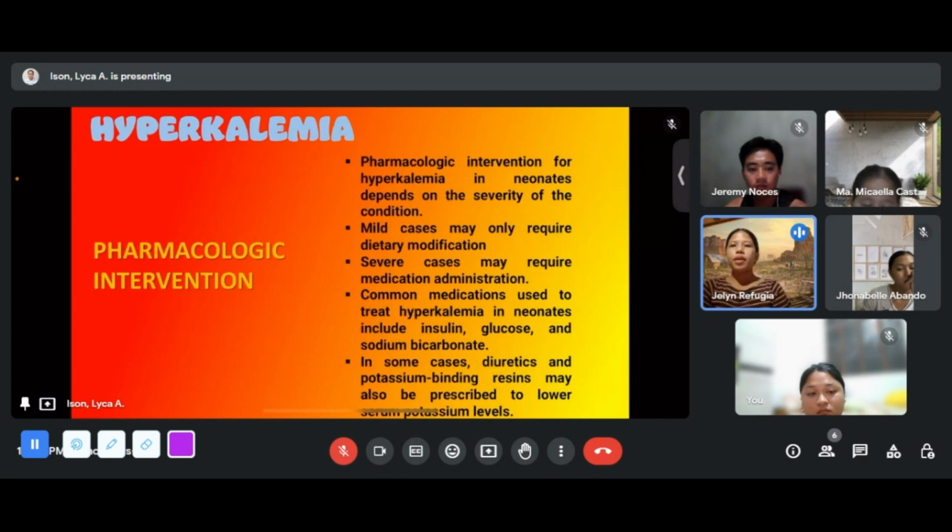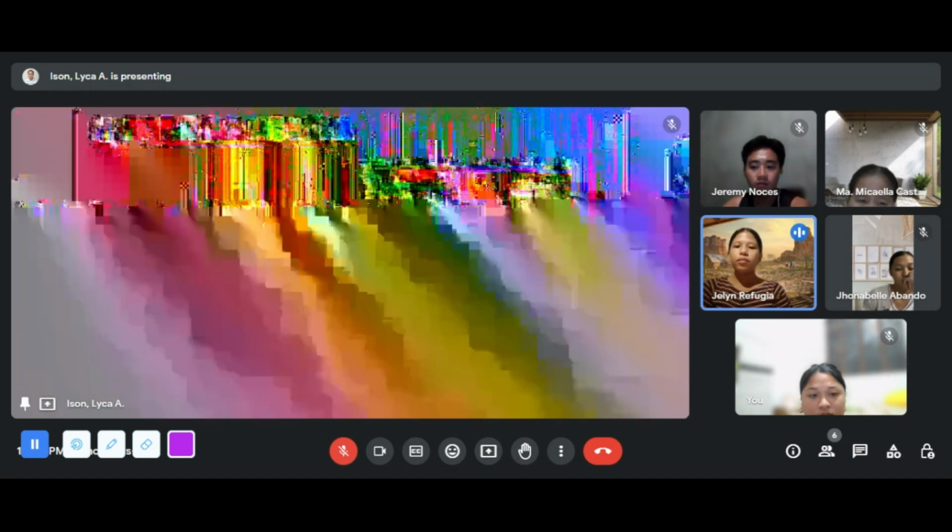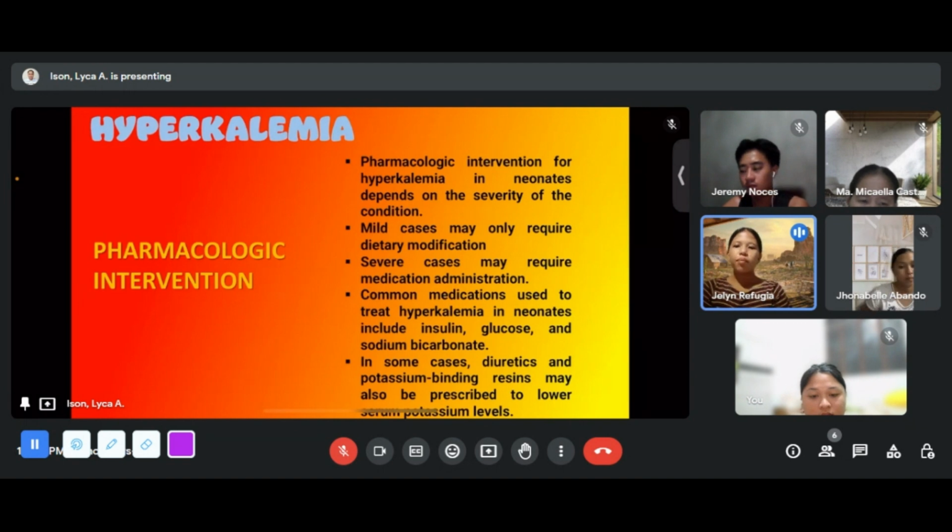So what are the pharmacologic interventions for hyperkalemia? So yung pharmacologic intervention for hyperkalemia is nakadepende sa kung gaano ka-severe yung condition ni baby. Pag mild lang yung case, dietary modification lang. Ibig sabihin, magkakaroon lang tayo ng changes sa food preparation, processing, and consumption. Pag severe naman yung case, nagre-require na ng medication administration. Meaning to say, kailangan na ni baby ng gamot, either injection, inhalation, or others.